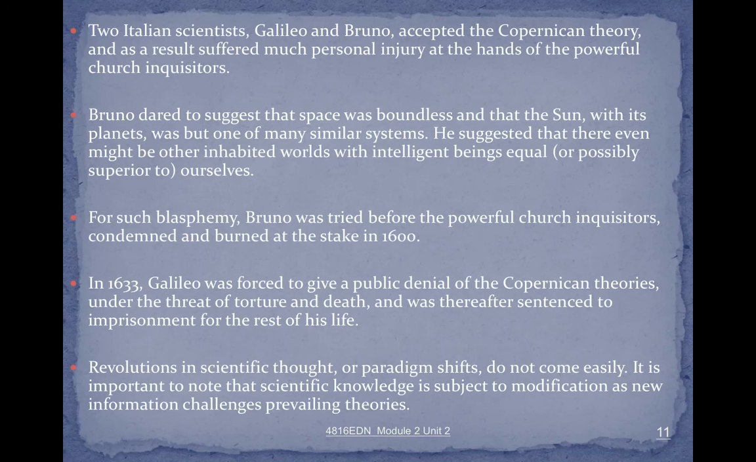You may have heard of these scientists, Galileo and Bruno. They accepted the Copernican theory, but as a result suffered much personal injury at the hands of the powerful churchmen. So Bruno dared to suggest that space was boundless and that the sun with its planets was just one of many similar systems. He even put forward a more radical idea that there's not just one solar system, there's countless solar systems. He even suggested that there might be other intelligent beings equal or possibly superior to ourselves.